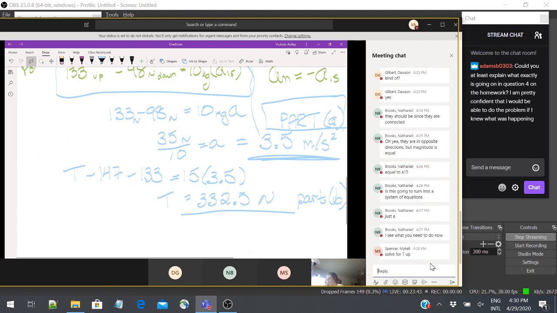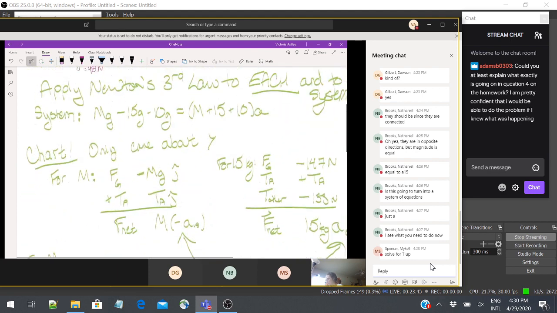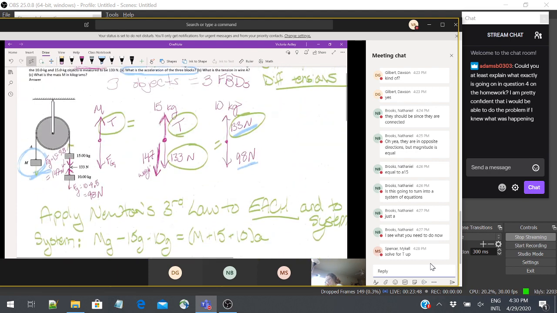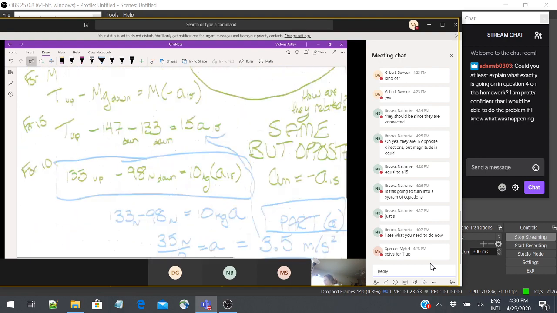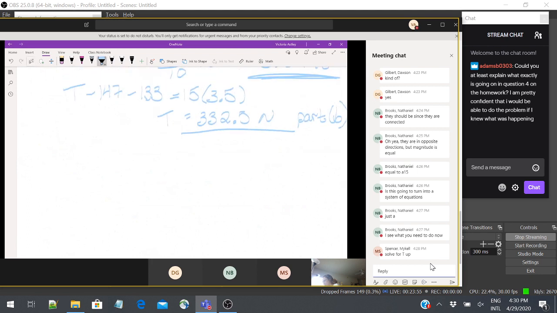Okay, now what? We only got one unknown left. Let's solve for it. What's the mass m in kilograms? We go back to that first equation. Okay, so for the first equation, we have T up minus mg equals m times negative 3.5. Negative is important because that's the difference between it accelerating upward and accelerating downward, right? The math doesn't know what you mean. You have to know what you mean.